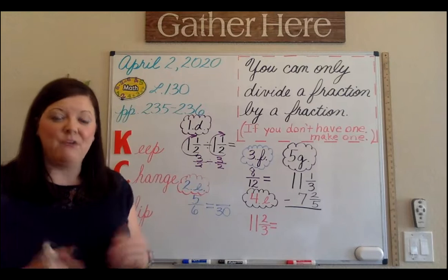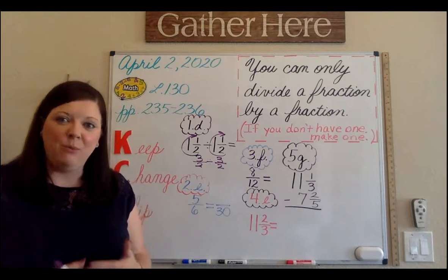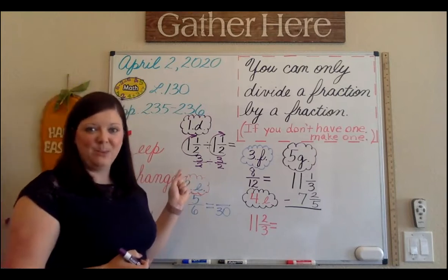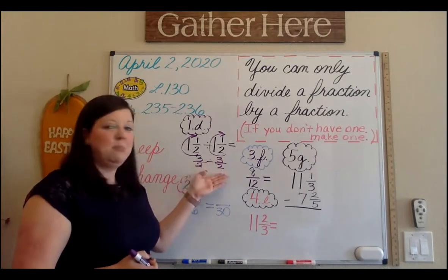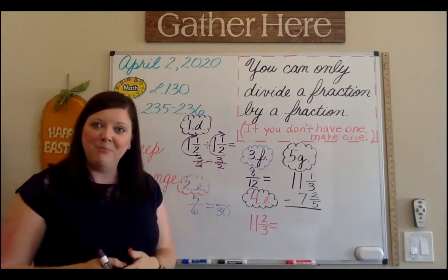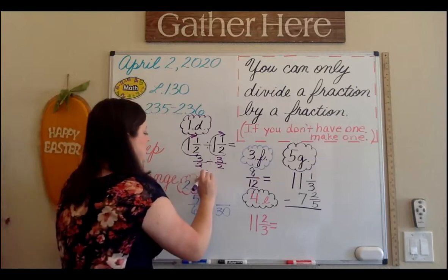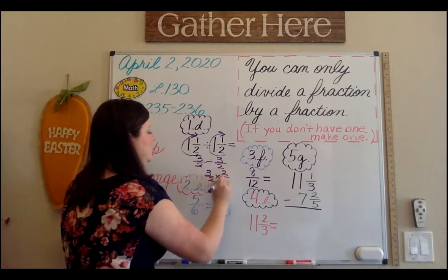Remember, it's really important to write down the fractions first before you start your keep, change, flip. Now that we have a fraction on both sides for our dividend and our divisor, now we can begin our keep, change, flip. Keep the first fraction exactly the way it is. Change your sign from division to multiplication. Flip the final fraction. Remember, flip means to invert. You're turning it upside down. It should be 3 halves times 2 thirds.